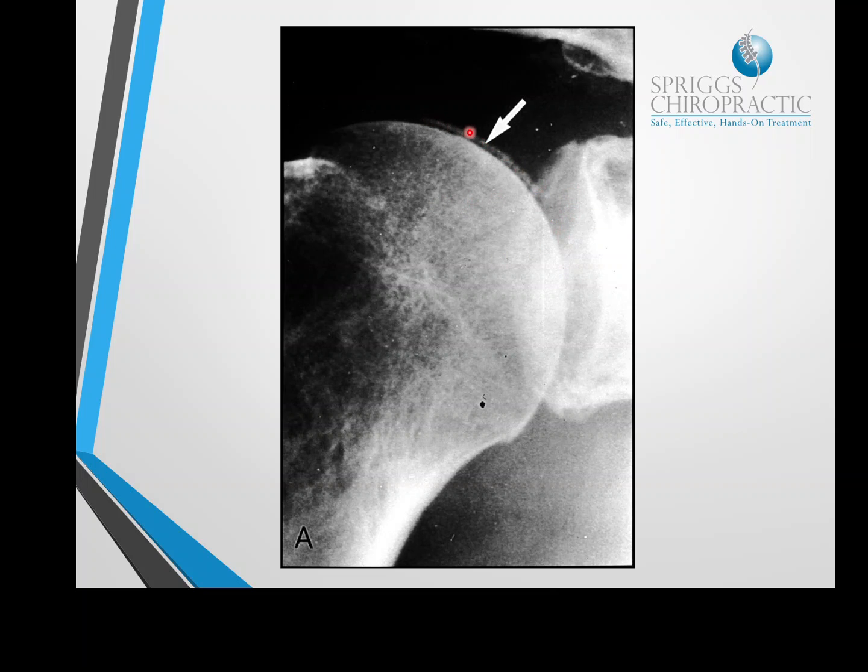But here's your subtle sign. There's that very thin linear layer of calcium being deposited that's superimposed over the top of the joint. So it's not within the bone itself, it's going to be along the cartilage.